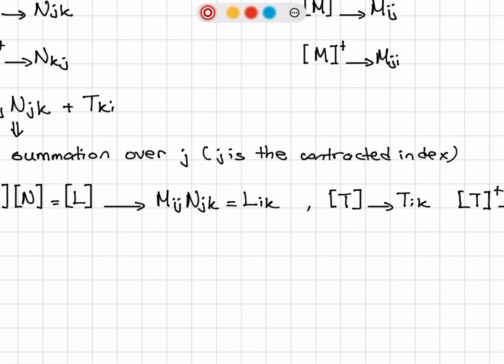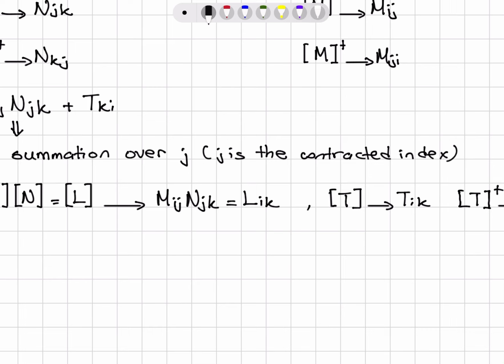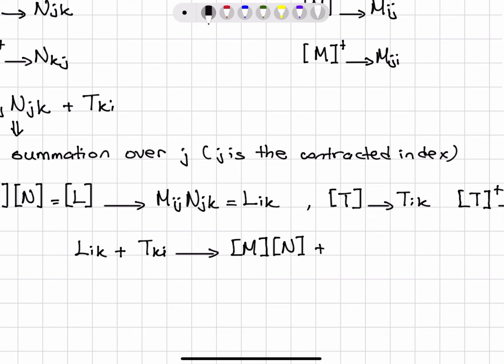then it is the transpose. So this tells me that I have Lik plus Tki, which is, in matrix notation, the product of the M matrix with the N matrix, plus I have the transpose of the T matrix.